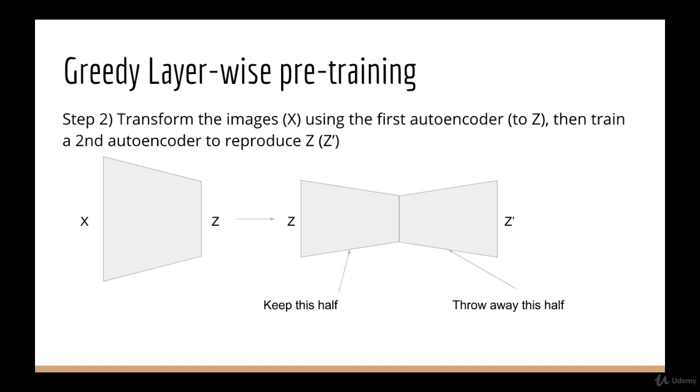Next, in step 2, we do the same thing again, but instead of trying to reproduce the original images, we instead try to reproduce whatever transformation we got from the previous layer. So that's Z. After training this second autoencoder, we again chop off the second half and append the first half to our final neural net.